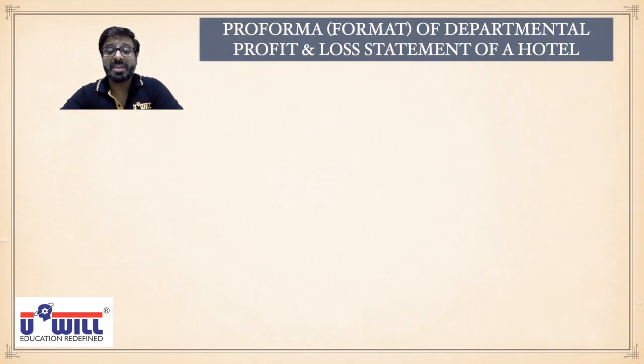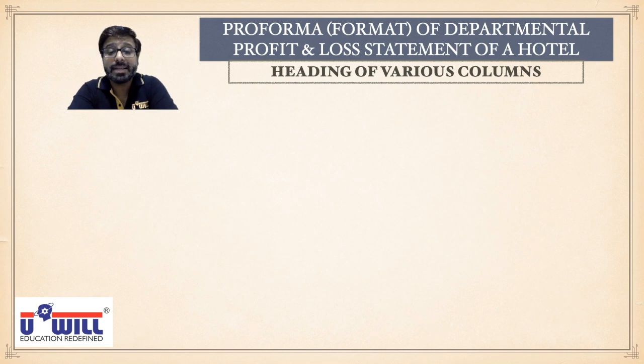Proforma, that is the format of the departmental profit and loss statement of a hotel. Now very first you all need to understand in that format what various columns we are going to make. If anyone is watching this lecture entirely, I assure you by the end of this lecture you will automatically learn the format by heart. So keep your ears open, be very attentive and try to understand each and everything properly. Don't just forward the video. Listen to each and every point carefully. Very first of all, when we make the format of the profit and loss statement, you need to understand the headings of various columns.